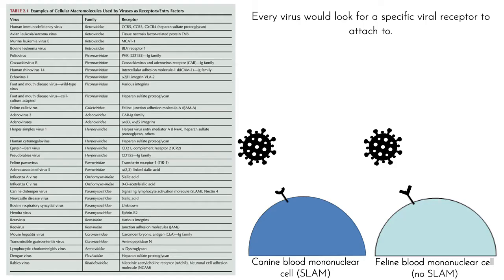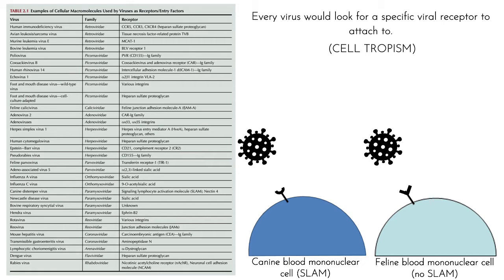Now, this specificity of the virus towards its host cell, the virus being picky about the target cell it will infect, is what we call cell tropism. And this is not just for cells. From cells to organ tropism, tissue tropism, and species tropism.